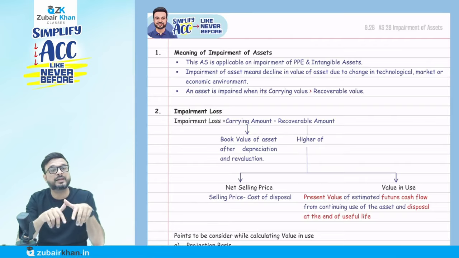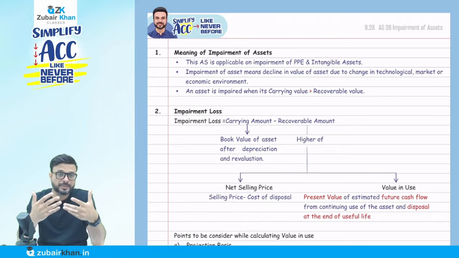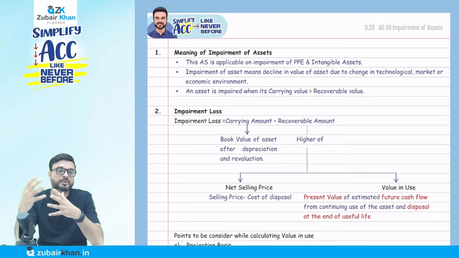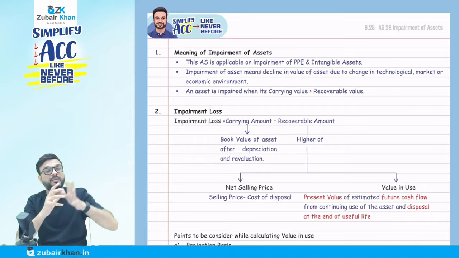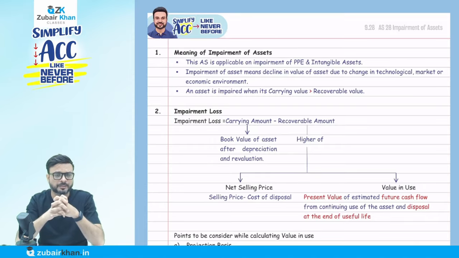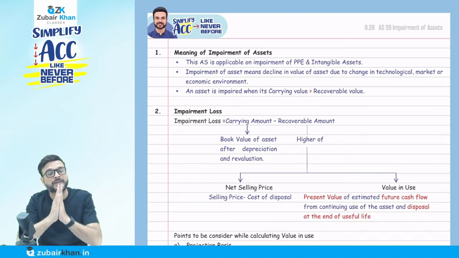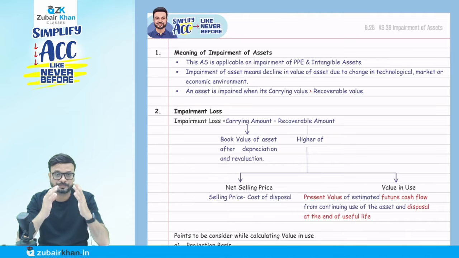So the logic behind this accounting standard is that the value of my asset should not be overvalued in the books of account. If there is any impairment loss, we are going to reduce the asset by that impairment loss. If you remember accounting standard 10, property, plant, and equipment, how we present PPE in the books of account? We write down the value less accumulated depreciation, less impairment loss.